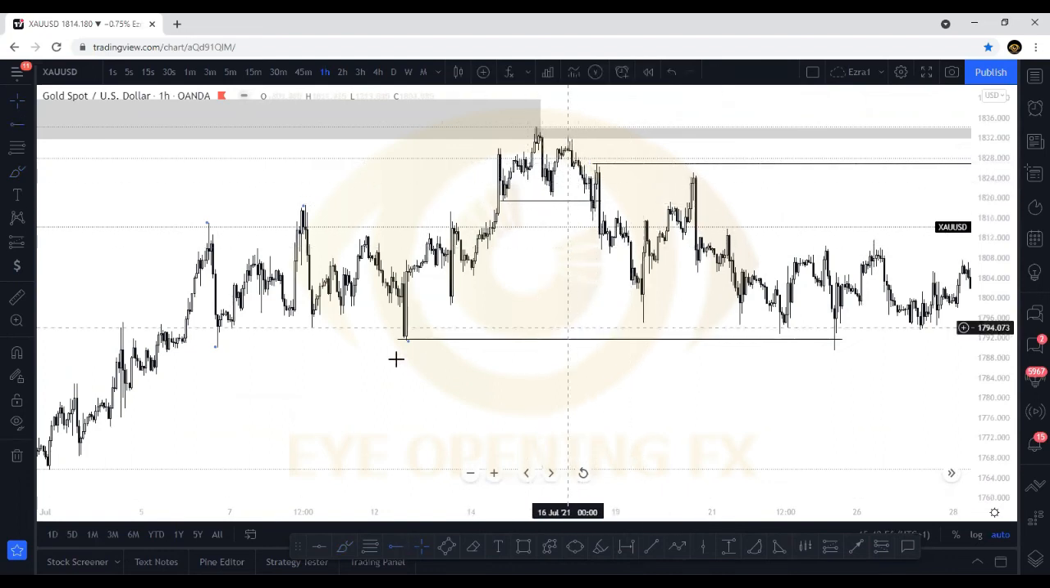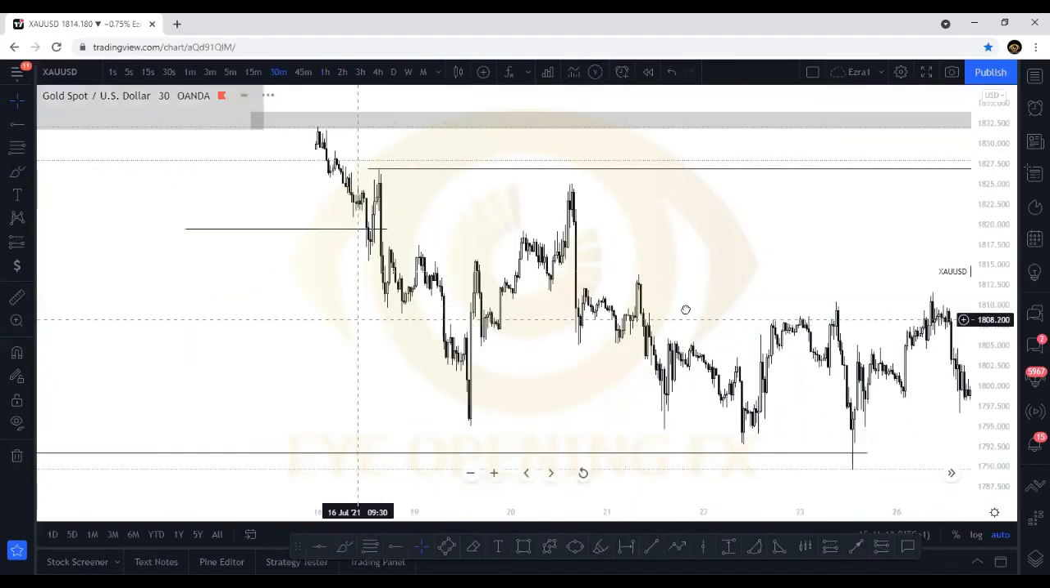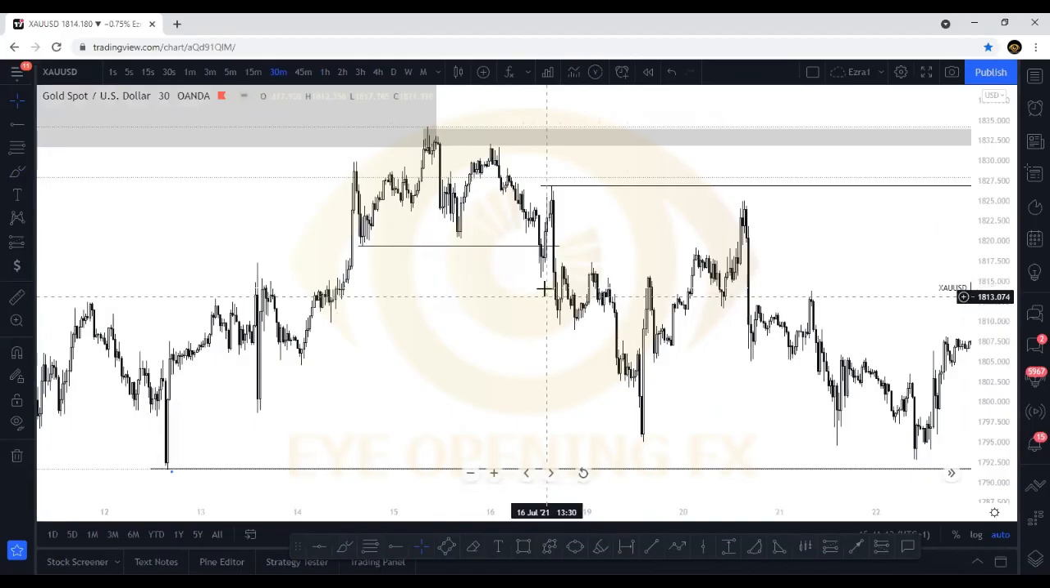Before you start considering this as inducement, it must surely take out this one first. If it didn't take this one out, you don't consider it as inducement. So now the market creates a lower low here.